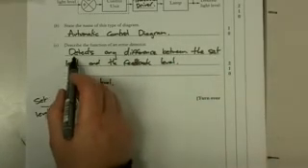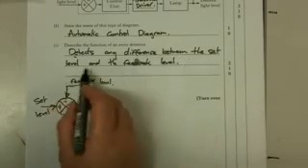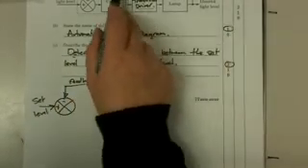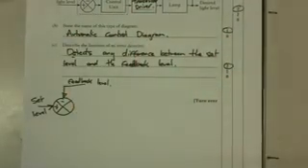Mark for detecting a difference between the two levels. 2 marks. Automatic control, 1 mark. And the control diagram complete, 2 marks. Easy marks every year.